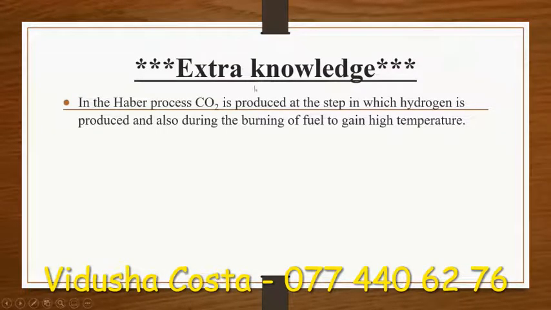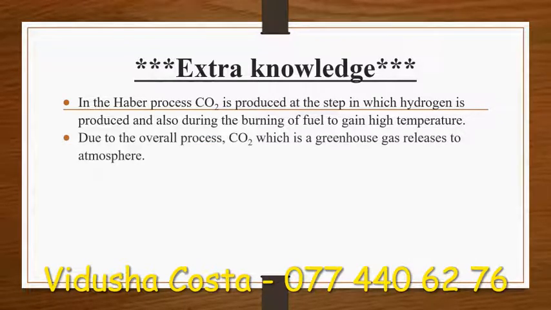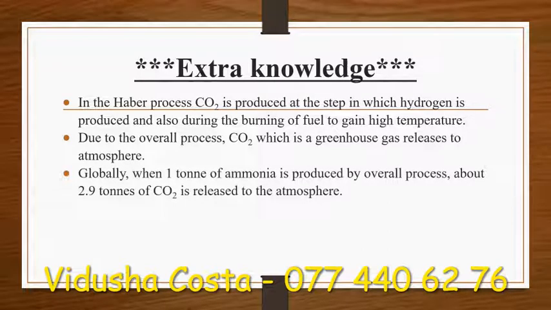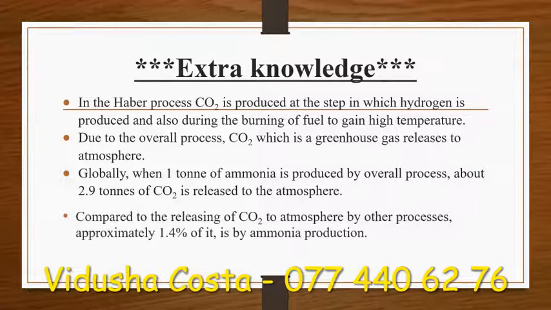Then remember, in the Haber process, carbon dioxide is produced at the step in which hydrogen is produced, and also during the burning of fuels to gain high temperature. You know, carbon dioxide is a greenhouse gas. So due to these processes, carbon dioxide is released to the atmosphere. Globally, when 1 ton of ammonia is produced by the overall process, about 2.9 tons of carbon dioxide is released to the atmosphere. Compared to the release of carbon dioxide by other processes, approximately 1.4% of it is by ammonia production. Okay.